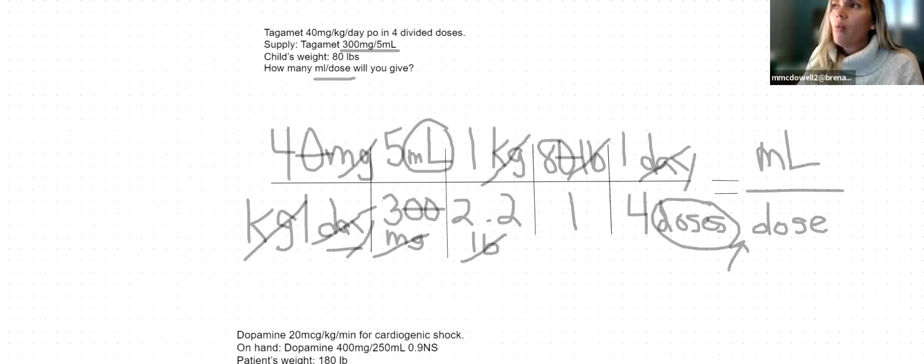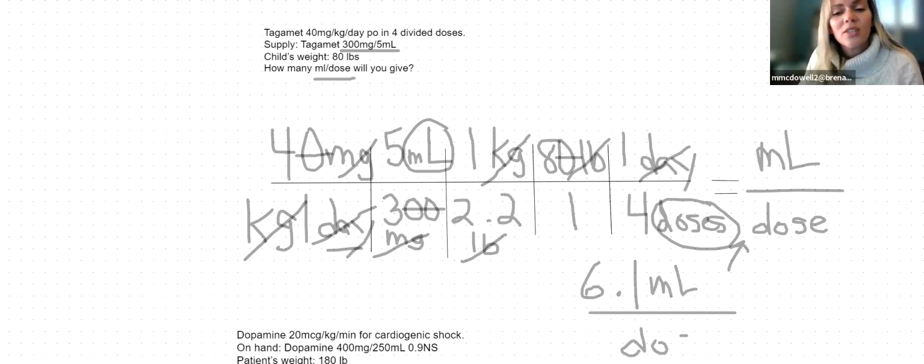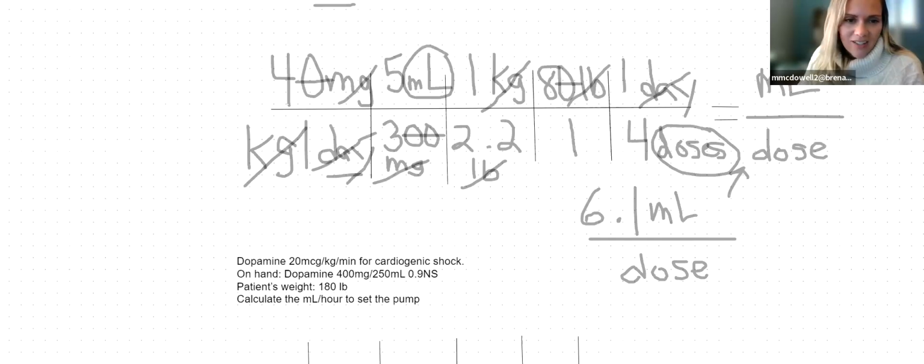All right, so for that one, if you got 6.1 milliliters per dose, you're correct. Milliliters per dose. And that child, remember, will get that 4 times in a day, but it just asked you in 1 dose how many milliliters. So 6.1. So that's the correct answer. All right, let's try another 3-factor one.